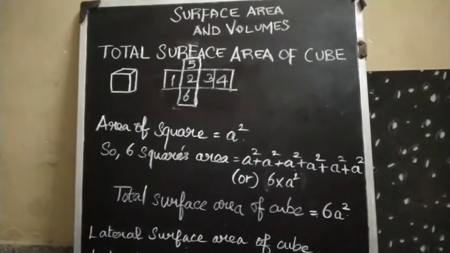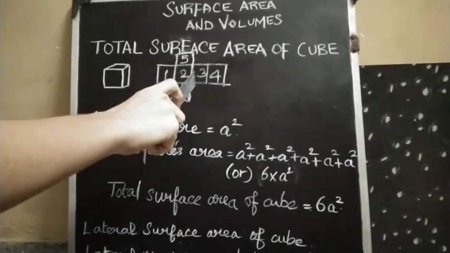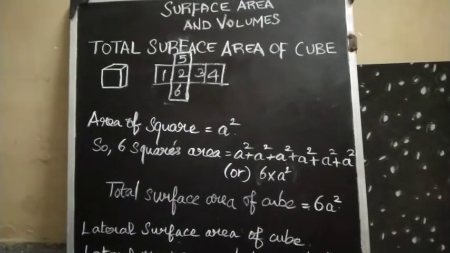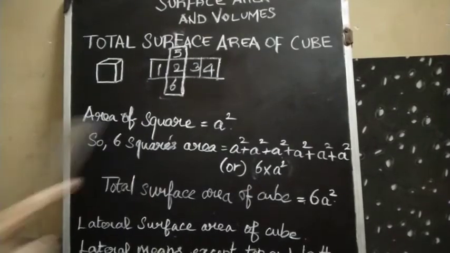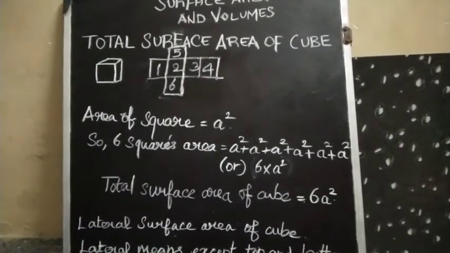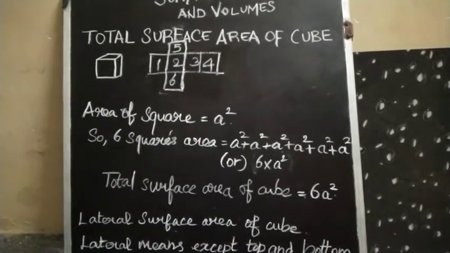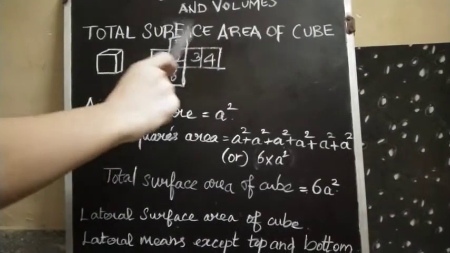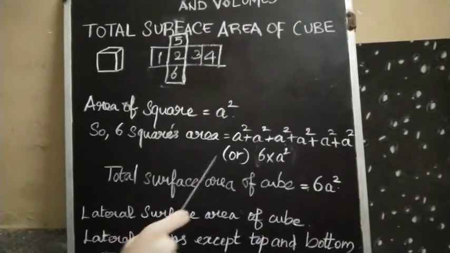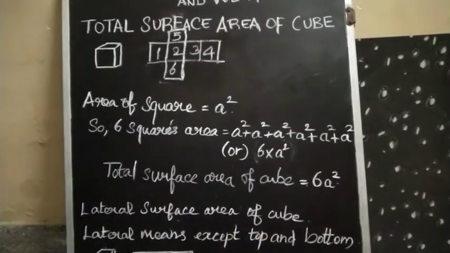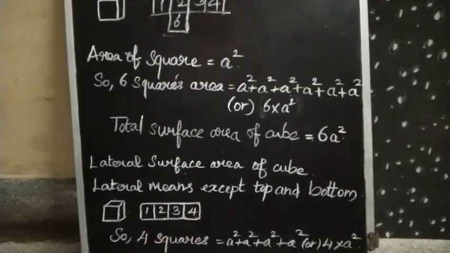Now let's see total surface area of cube. This is a cube. If we split it, we get the net of the cube. So it looks like 6 squares, right? We already know that the area of a square is a into a, where a represents the side. So side into side, that is side square, which we also write as a square. So the area of the 6 squares is 6 into a square. We get the total surface area of the cube as 6a square. Okay, understand?